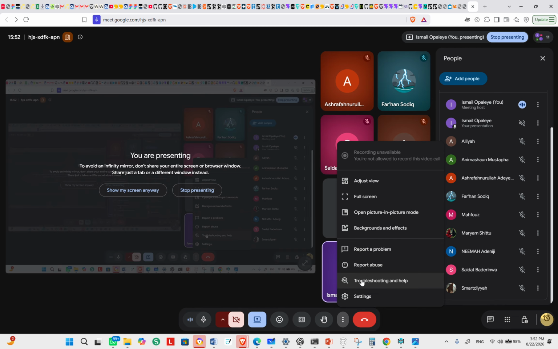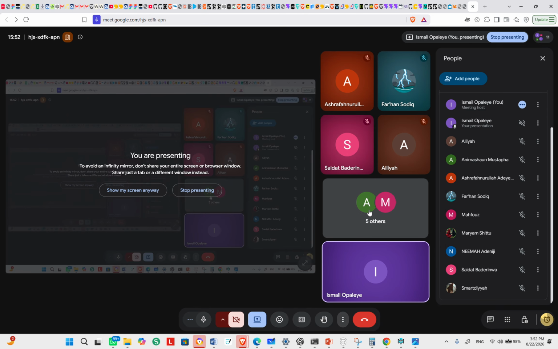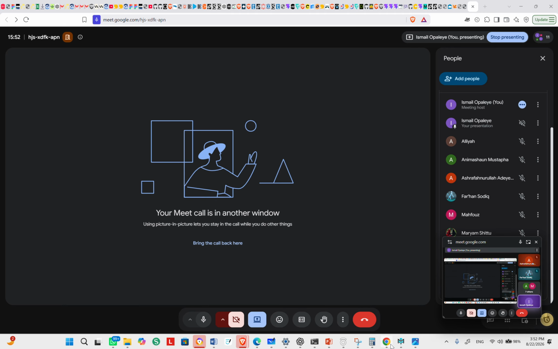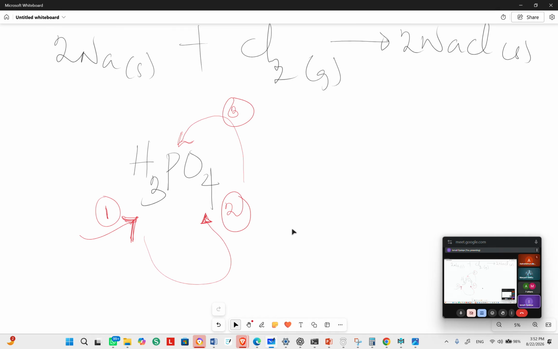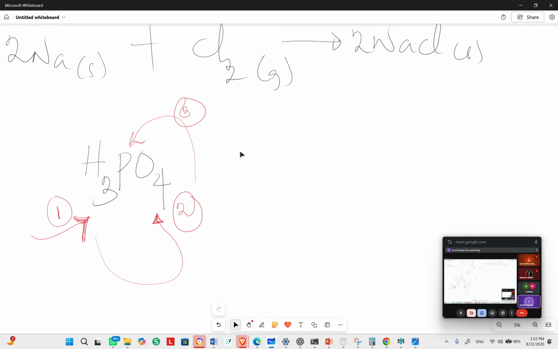Do we get what I'm trying to say? Can you hear me? Yes, sir. So to name this compound now, you go with step one, which is this one. You identify the number of hydrogen atoms you have here, and then you go with the hydrogen there. Step two, you come to this last element here, which is oxygen. You also indicate the number. And then step three, you go over to the atom at the center, which is phosphorus.